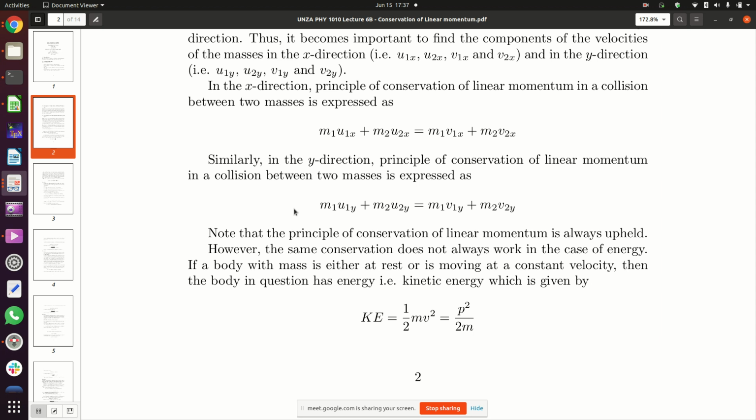So, like I've said, when an object has got linear momentum, we have shown that this object also has got kinetic energy.